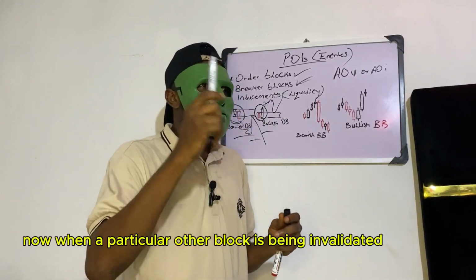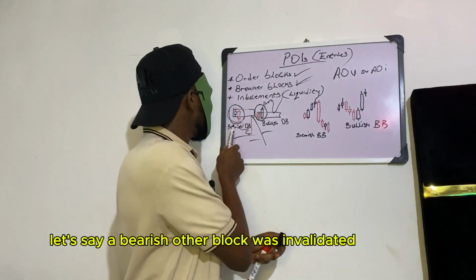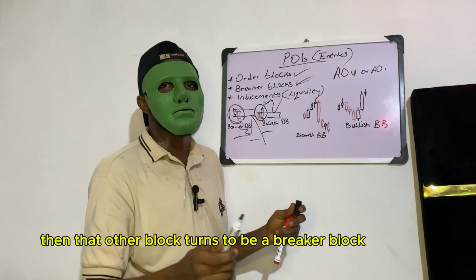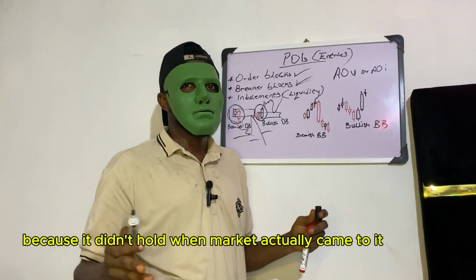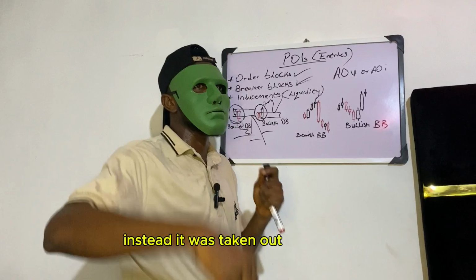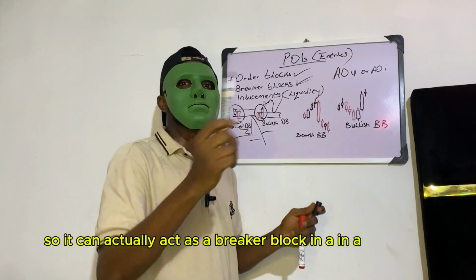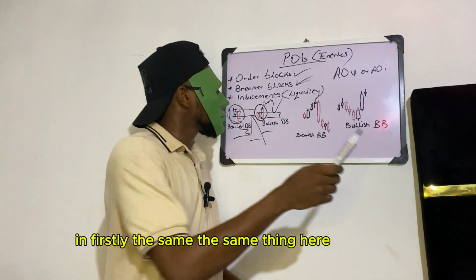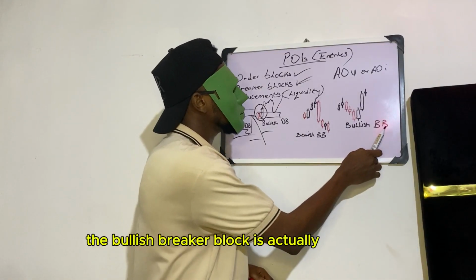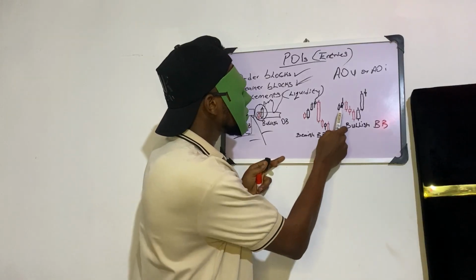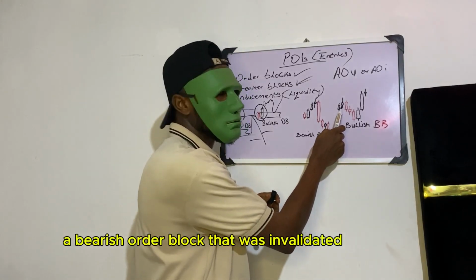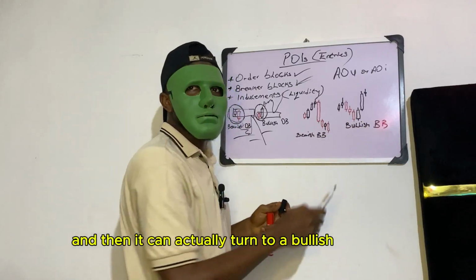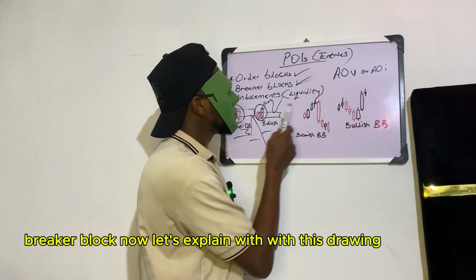Now, when a particular order block is invalidated, let's say a bearish order block was invalidated, then that order block turns into a breaker block because it didn't hold when the market actually came to it. Instead, it was taken out. So it can actually act as a breaker block, inversely. The same thing here: the bullish breaker block is actually a bearish order block that was invalidated, and then it can turn into a bullish breaker block. Now, let's explain with this drawing.